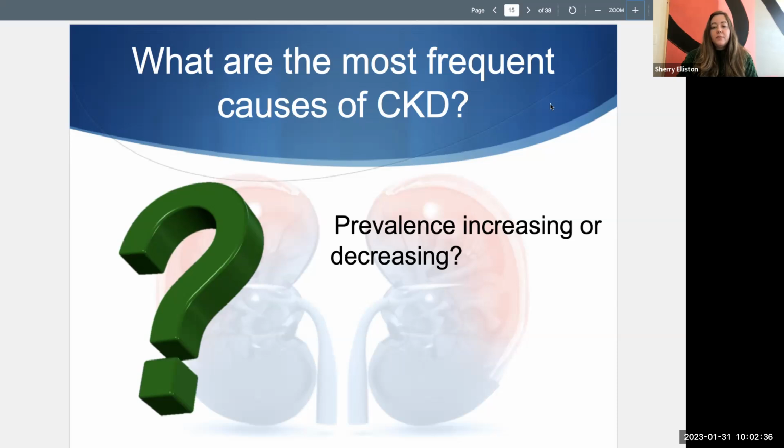Do you think the prevalence of chronic disease is increasing or decreasing? Okay, a lot of you are saying increasing. Good, that is correct. The reason it's increasing is because the prevalence of obesity and diabetes has increased, and blood pressure dysregulation is occurring a lot more often. So the common and frequent causes of chronic disease are being diagnosed at an alarmingly increasing rate.